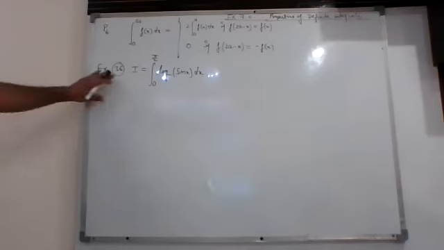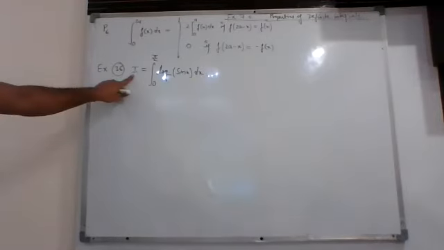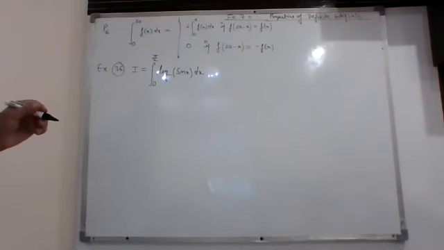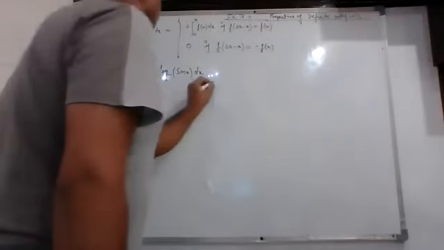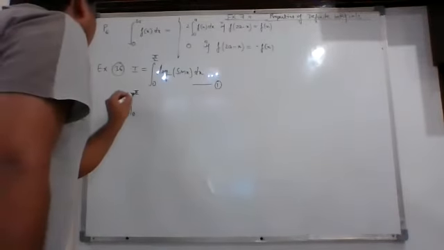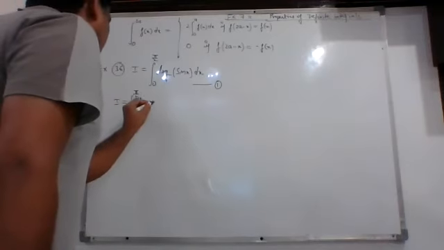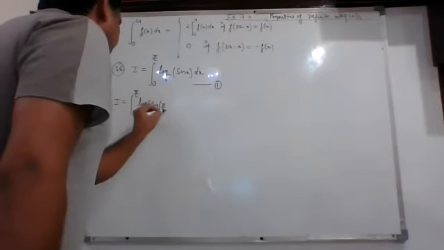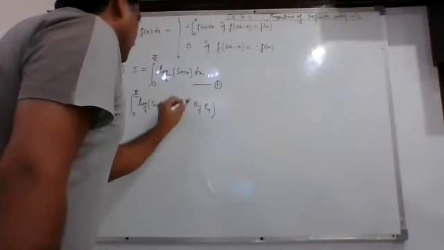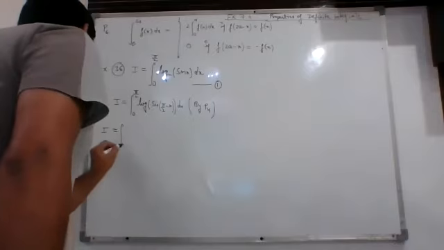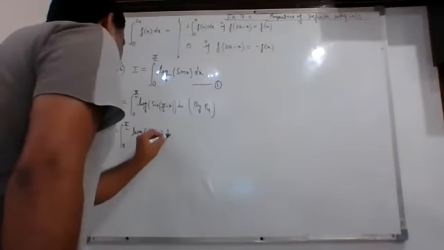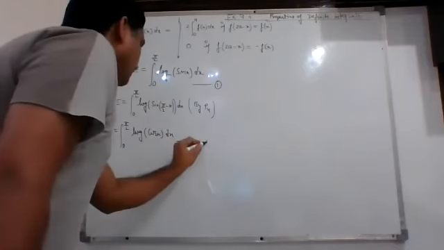Okay, so let us start with this very important question. This is I equal to the integral from 0 to pi by 2 of log sin x dx. Call this as number 1 and apply P4 on this. If you apply P4, it will become the integral from 0 to 90 of log sin (90 minus x). This is by P4. So this can be written as I equal to the integral from 0 to 90 of log cos x dx. Call this as number 2.